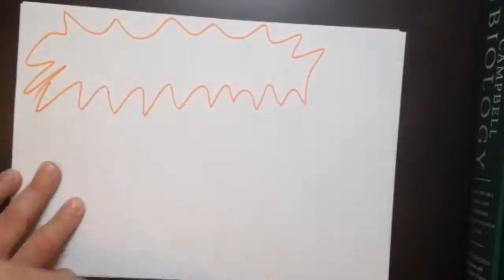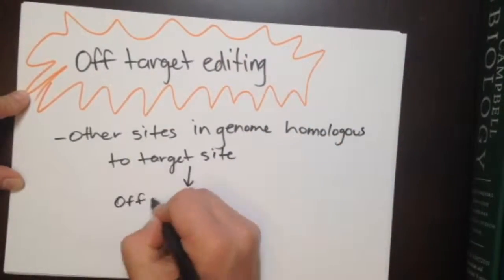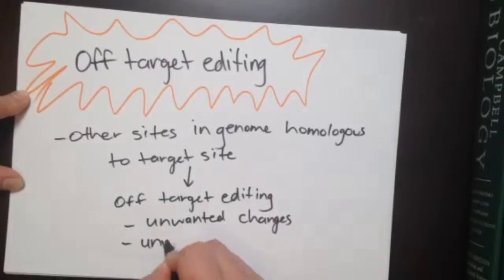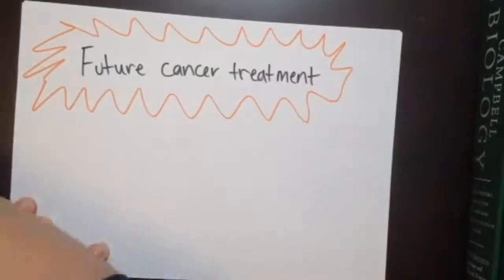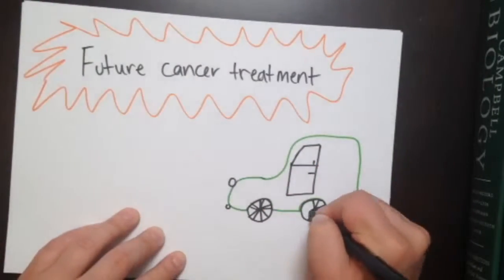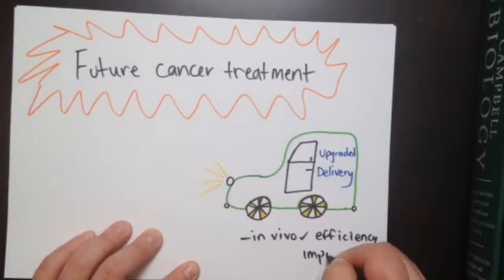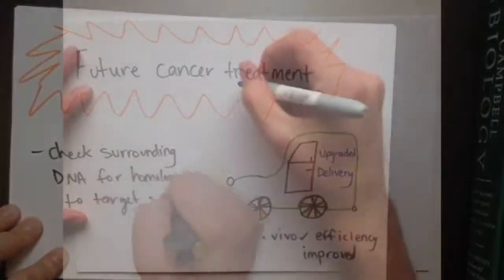There is also the risk of CRISPR-Cas9 machinery causing off-target changes due to the site being homologous to the target site. These unwanted changes could have a variety of consequences. If the CRISPR-Cas9 system were to be used as a future cancer treatment, an effective delivery system would need to be established. As well as this, the target site would need to be carefully selected to prevent off-target editing.